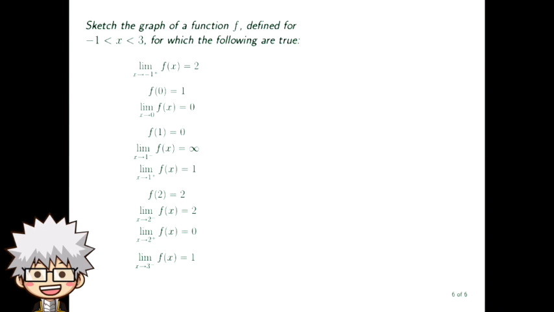In this example exercise, we want to sketch the graph of a function f, defined for x greater than -1 and less than 3, so that the list of conditions concerning limits and or values at x equal to -1, 0, 1, 2, and 3 are true. Let's begin at the left endpoint and work our way from left to right. f of -1 is undefined, and the right-sided limit as x approaches -1 is 2. So near -1, the graph might look something like this.